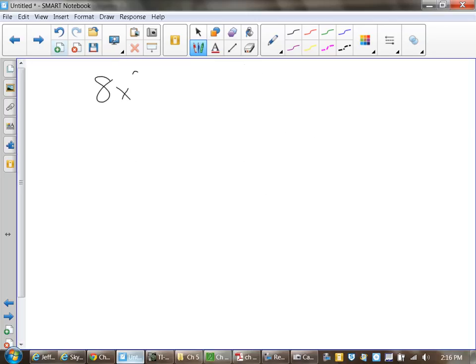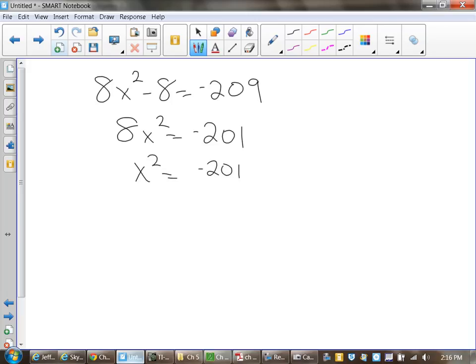Number 11, I have 8x squared minus 8 is negative 209. Alright, so we take the square root of everything. No, can't do that yet. In order to take a square root, I have to have just x squared on one side. Also divide everything by 8. No! So add 8, so I have 8x squared is negative 201. Now, what do you have to divide by? 8. So you divide by 8, right?